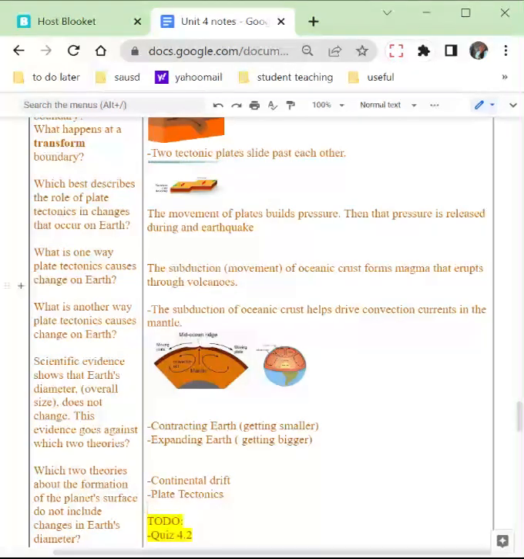If you're done with the notes, go ahead and do your independent work. So that's Unit 4, quiz number 2, quiz 4.2. Ooh, we got a lot of people done. 2, 3. And if you're done with the quiz already, I'll send you a Blooket link. Just give me a second.